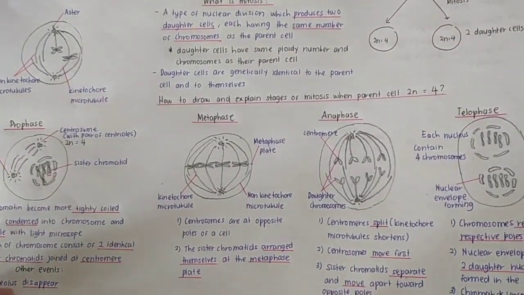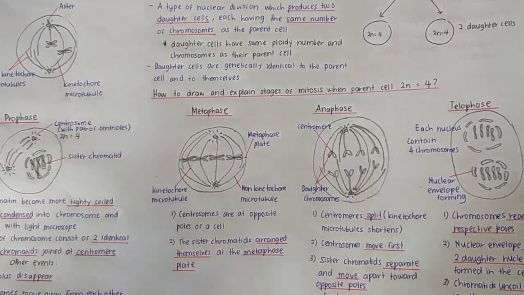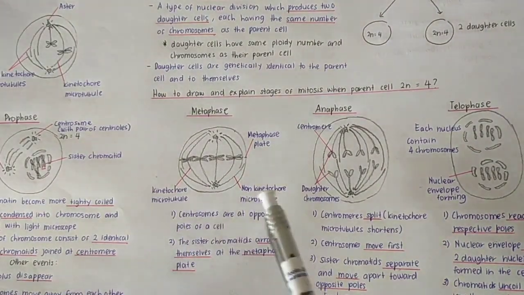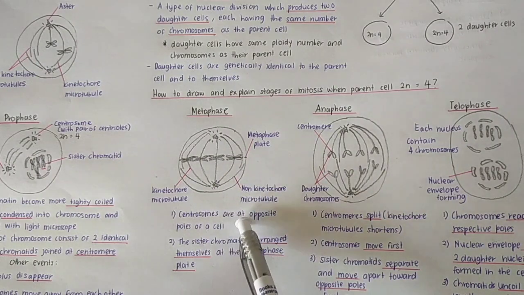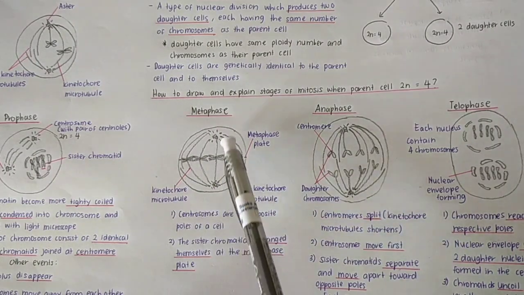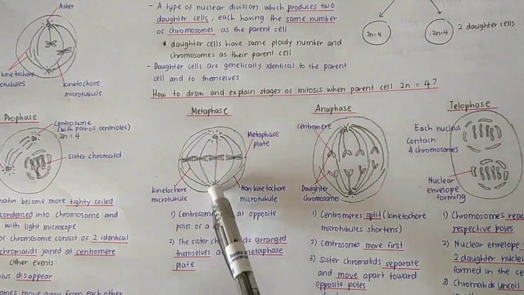Okay. So now we proceed to metaphase. The next stage of mitosis is metaphase. So what happened during metaphase? Centrosomes are at opposite poles of a cell. If you look at this structure, the centrosome has already reached the opposite poles. Setiap pole ni dia akan ada centrosome.